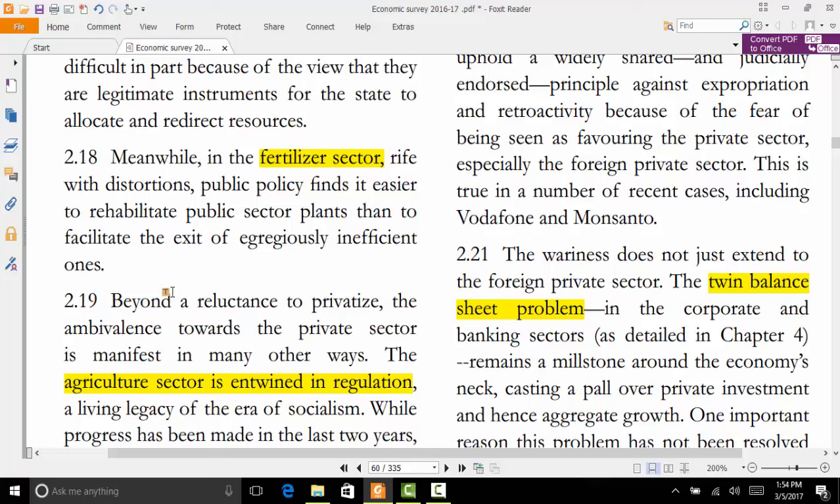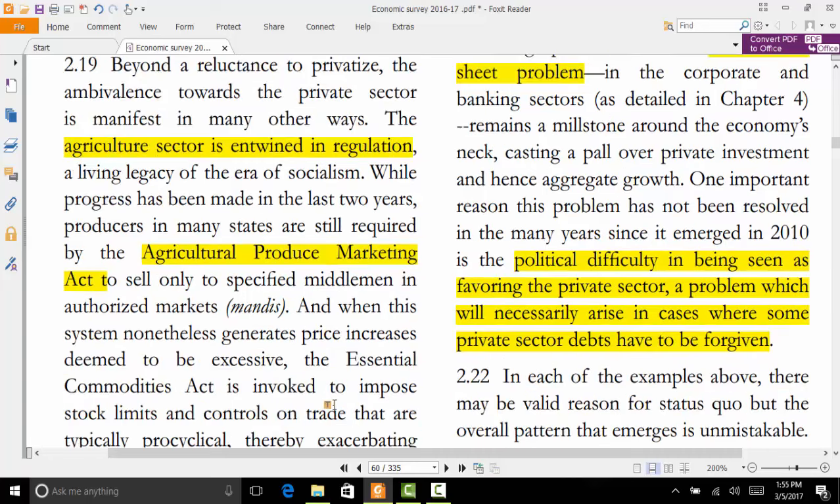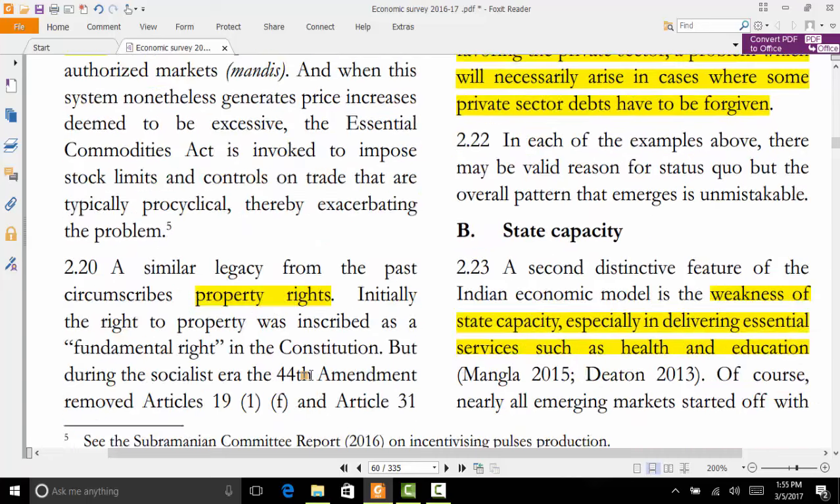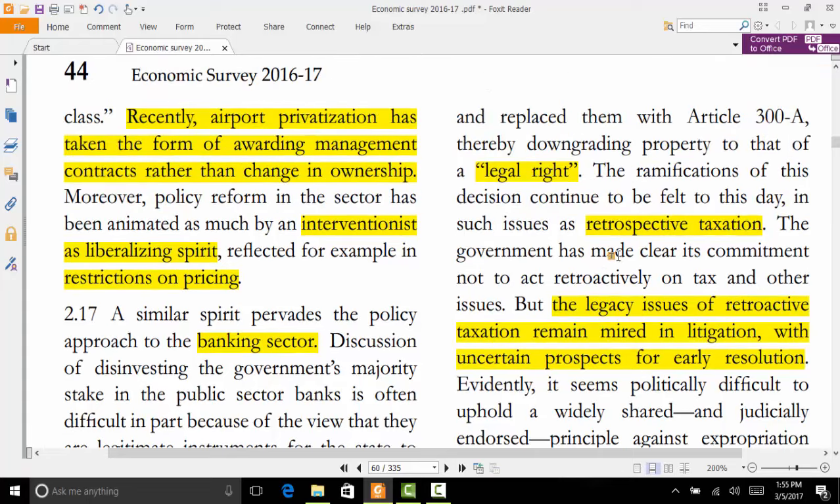egregiously inefficient ones. Regarding the agriculture sector, APMCs, we find so much regulation in that again, right? So this also shows the government's interventionist approach. Regarding property rights, they again say earlier it was a constitutional right, now it is only a legal right.